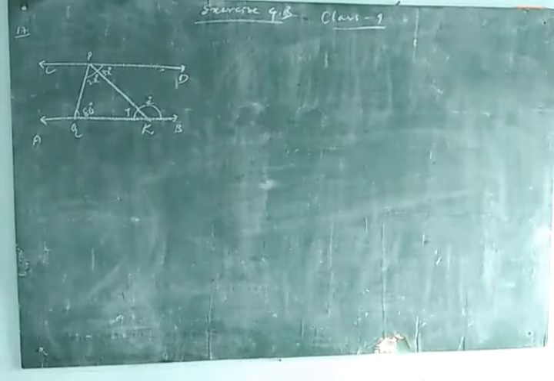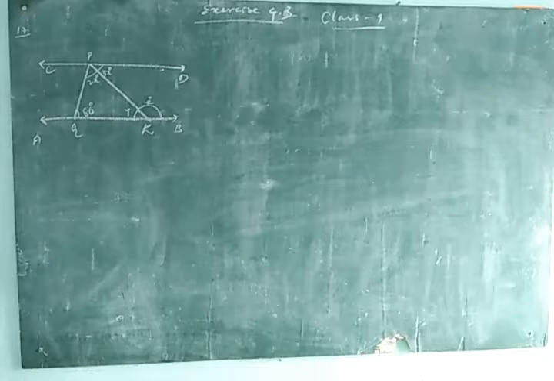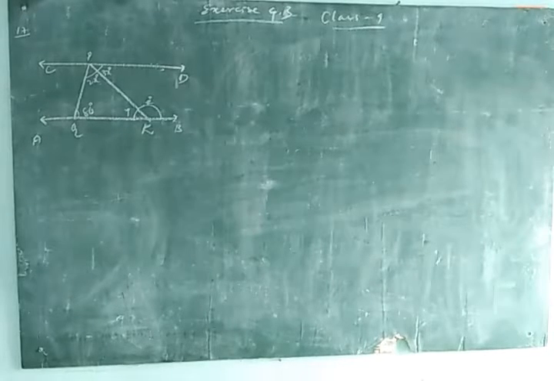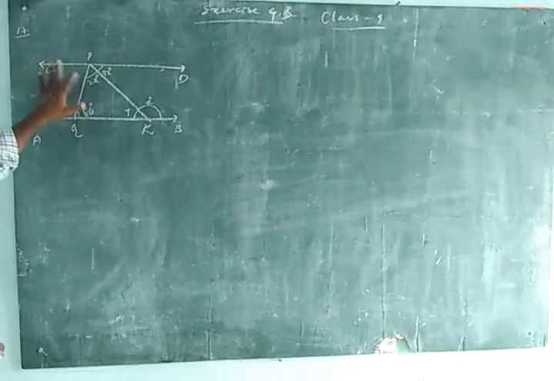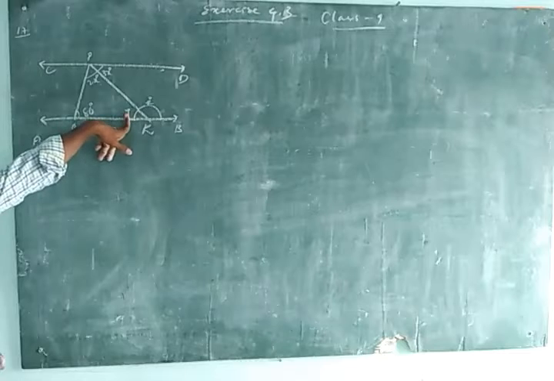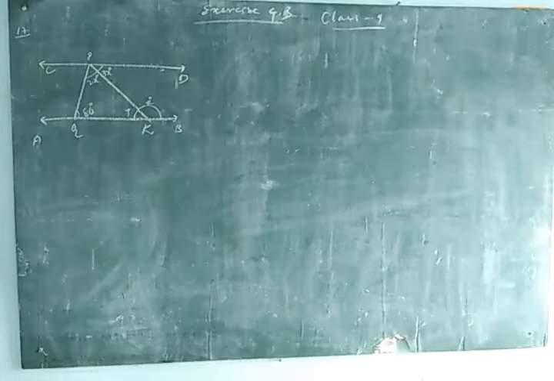Question number 70. AB is parallel to CD, find the values of x, y. We need to find the x value, the y value, and also the z value here.